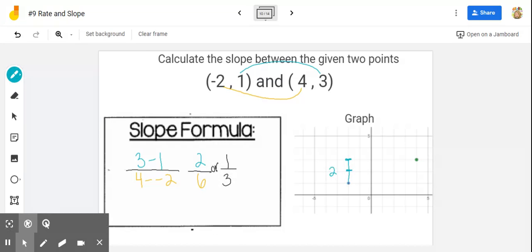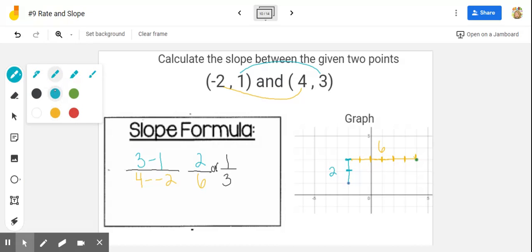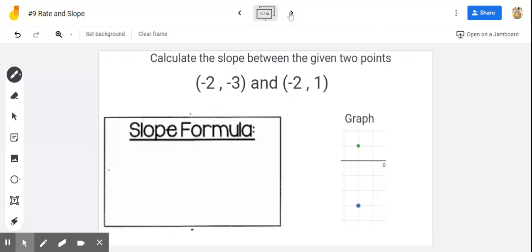On the graphical approach, plotting those points on Desmos and then counting by ones, you see that we're rising 2 and running to the right 6. So our slope from the graph would be 2 divided by 6. And that looks really familiar, guys, from our formula, which we can also reduce down to 1 over 3 if we'd like. So either method is allowed. You choose which one speaks to you the most.